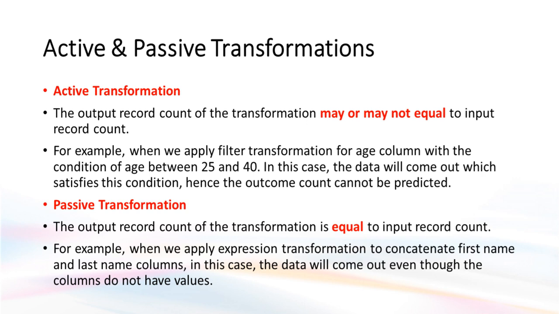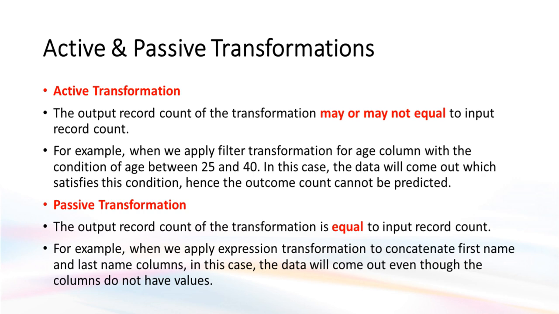Okay, we will see a few more examples. This is one example of active transformation because there may or may not be an equal number of records present in the source and target. That is basically called active transformation. But what is passive transformation? Passive transformation means the output record count of the transformation is equal to the input record count. In the source table and the target table, the number of records should be exactly the same. Number of records, not the records themselves. The number of records should be the same. That is a passive transformation.